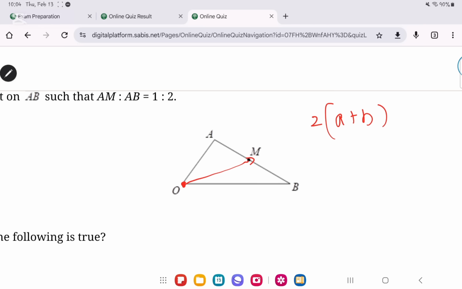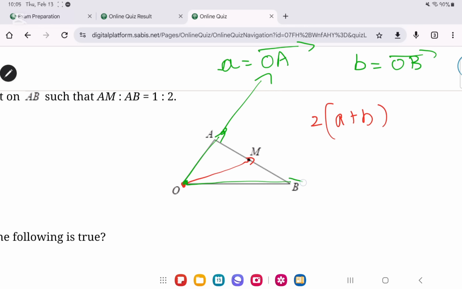So let us see. We know A is equal to OA, and B is equal to OB. So they are saying that OM is equal to 2 times A plus B, so it's equal to 2 times this, plus 2 times this. Is it equal to this? Definitely not. It is not equal to this, so this is incorrect. Let us actually find out what it is equal to.